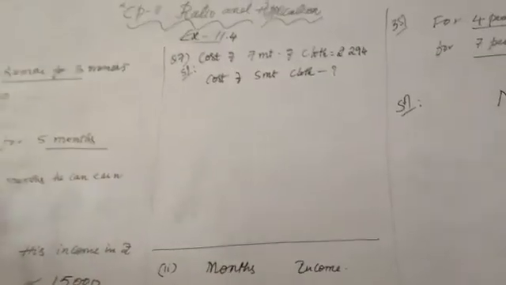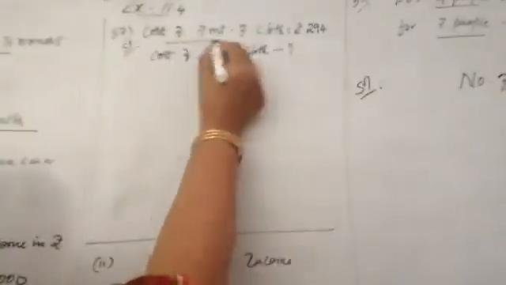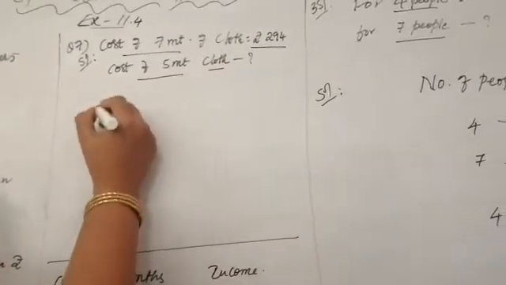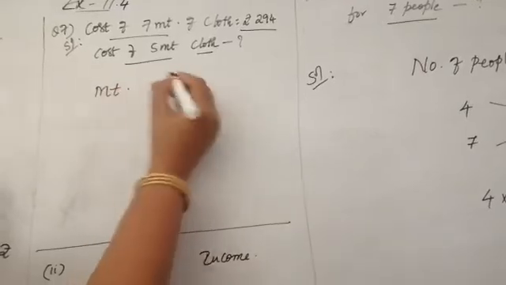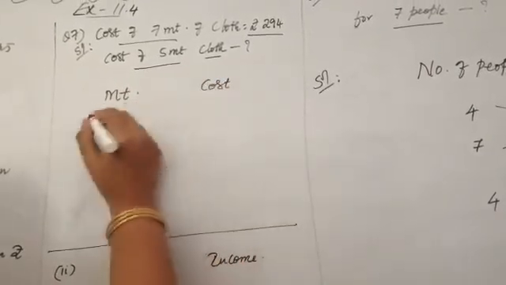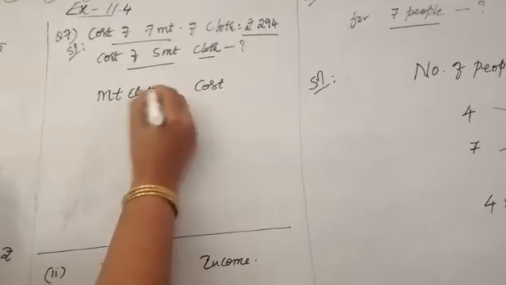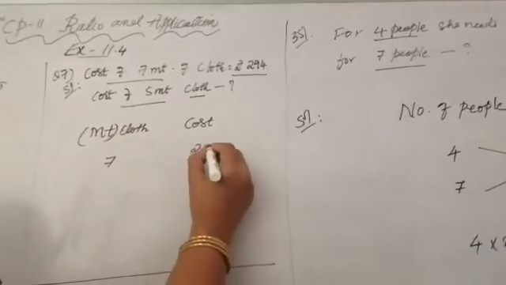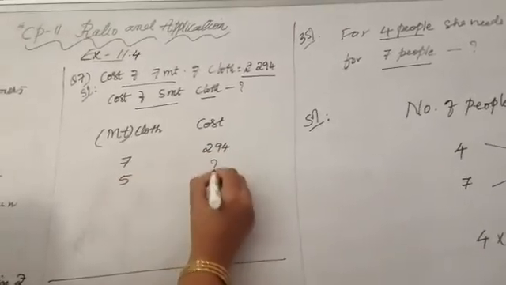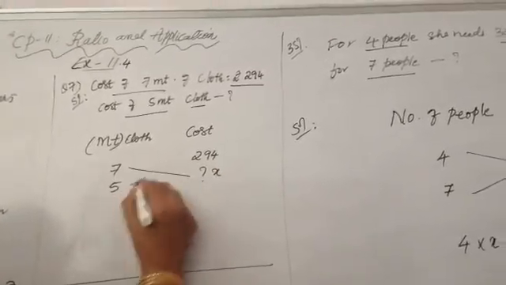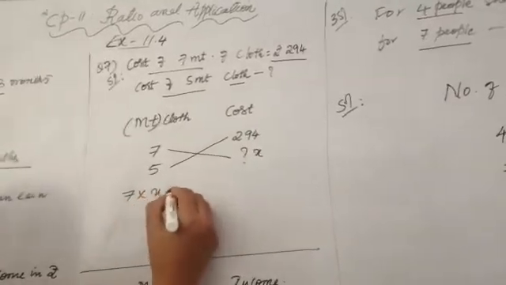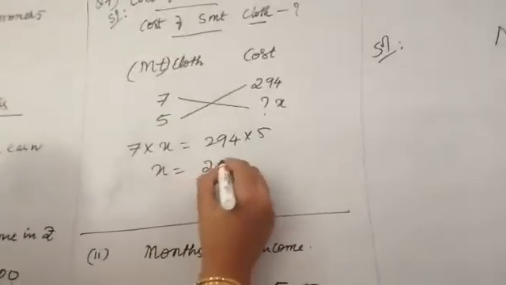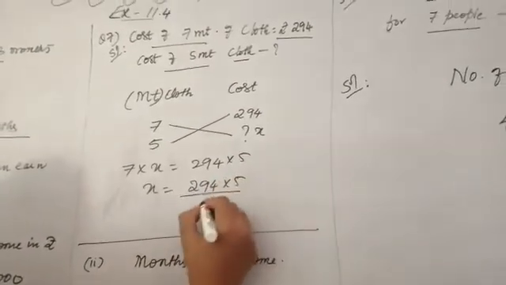The question number 7, see, children. Cost of 7 meters cloth is 294 rupees. What is the cost of 5 meters cloth? So here, cloth in meters and cost. 7 meters cloth, how much, children? 294. 5 meters cloth you are asked to find. So this into this, this into this. 7 into x is equal to 294 into 5. x is equal to 294 into 5 by 7.